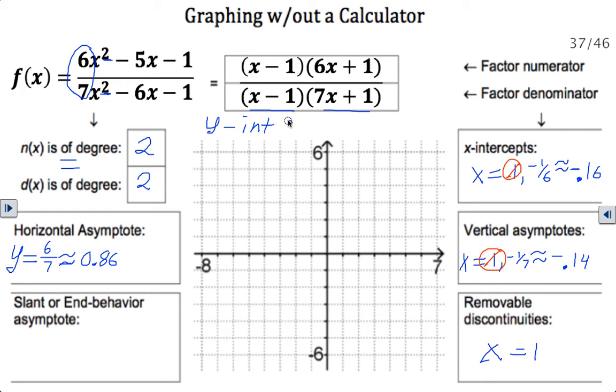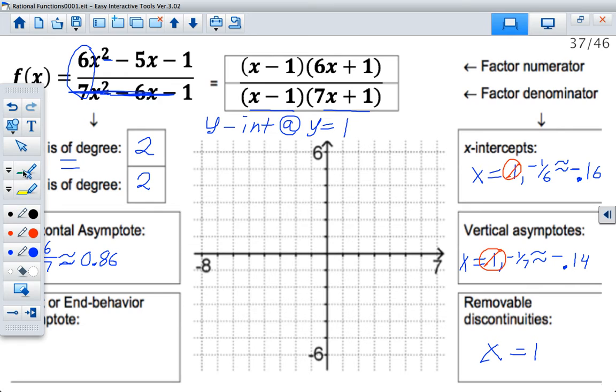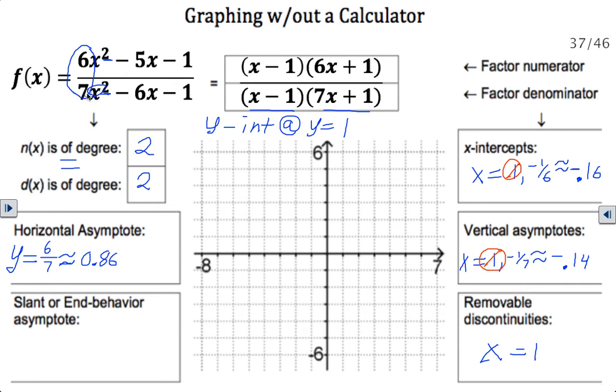So in this case, our y-intercept is at y equals +1. For your y-intercepts, just get rid of anything that has an x in it. So if you feel like scribbling it out, you can. So your y-intercept is at -1/-1, which reduces to 1. Because we have a horizontal asymptote, we will not have a slant or end behavior asymptote.